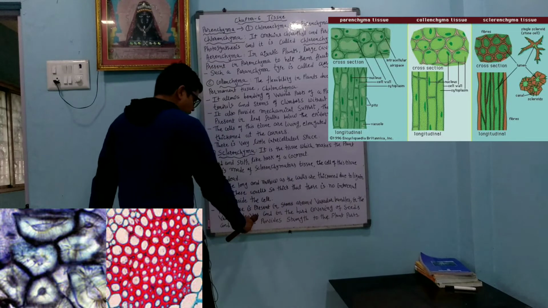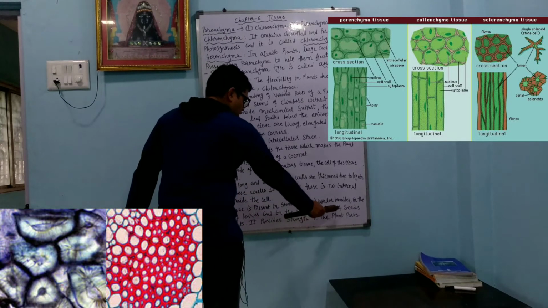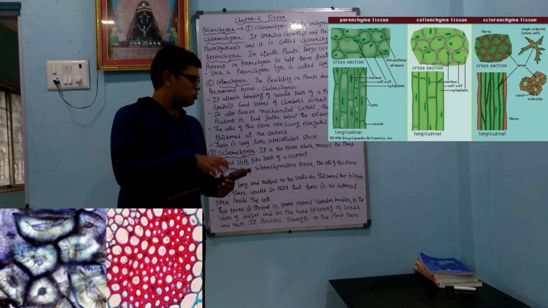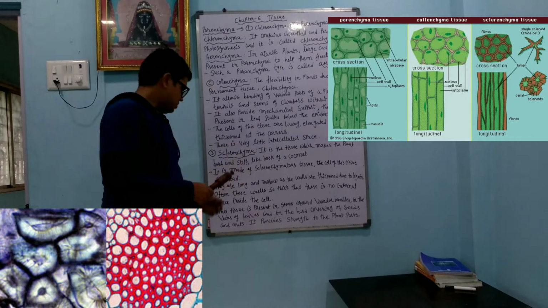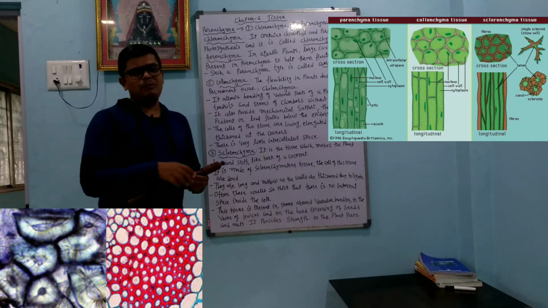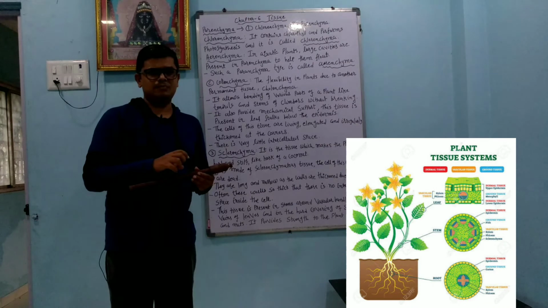In the veins of leaves and in the hard covering of seeds and nuts, sclerenchyma is also present. It provides strength to the plant parts.